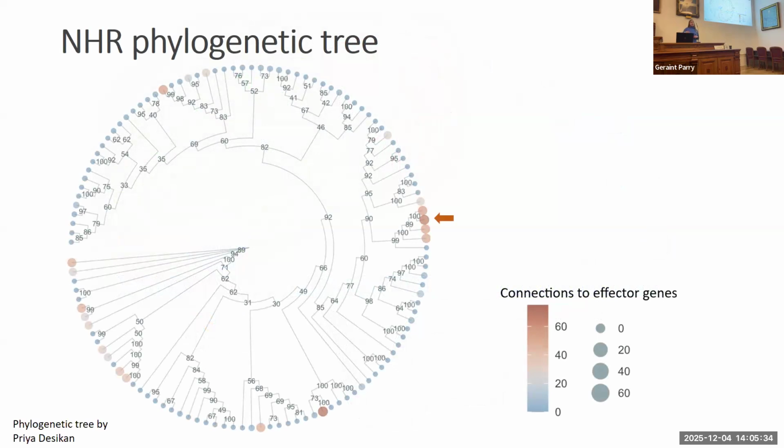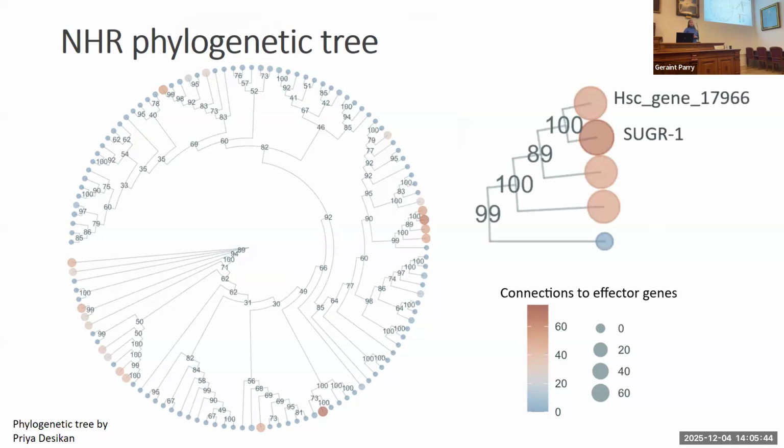So we constructed a phylogenetic tree of different nuclear hormone receptors in Heterodera. And you can see the location of sugar here indicated by this red arrow. And we can zoom in into this region. When we do this, we notice that sugar actually nicely clusters together with other nuclear hormone receptors that are highly correlated to effector gene expression. And there's one very close homologue here, HSC gene 17966, that we chose to investigate further.